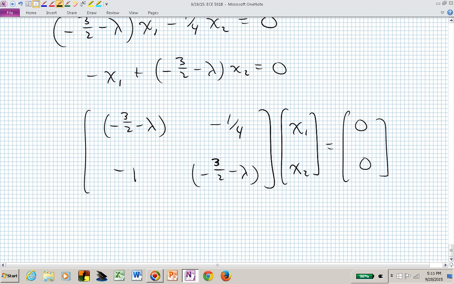operating on x1 and x2, and that will give us the 0 vector. I'm just rewriting those two equations in a matrix vector expression. Now, if we look at this, that is actually the original B matrix minus our unknown scalar, lambda, times the identity. We've just subtracted lambda off the diagonal terms.